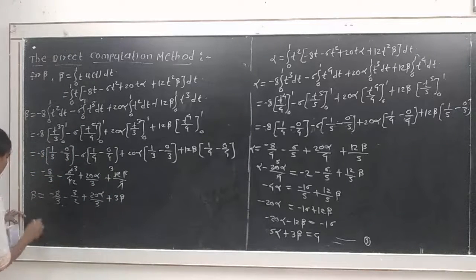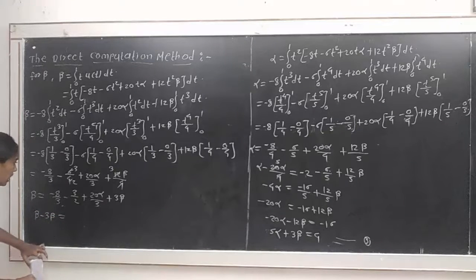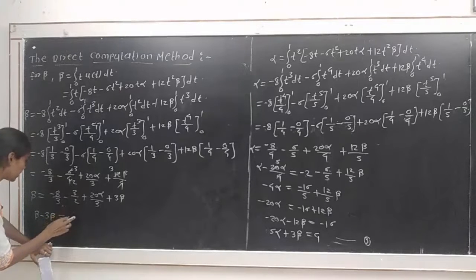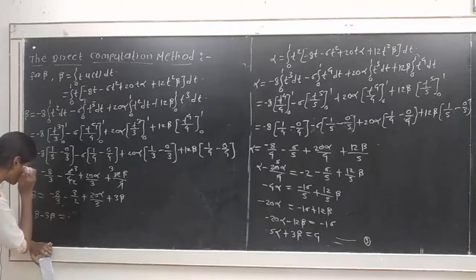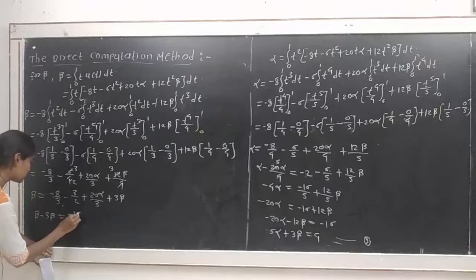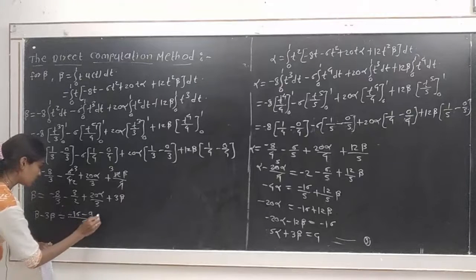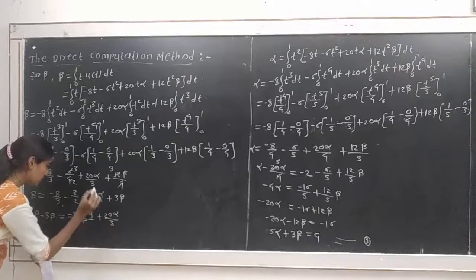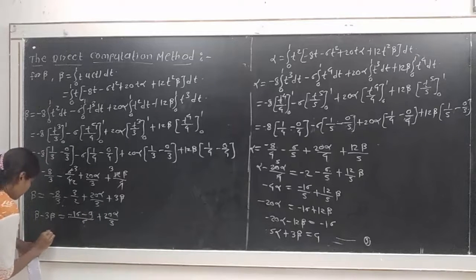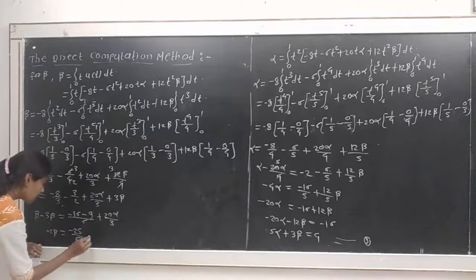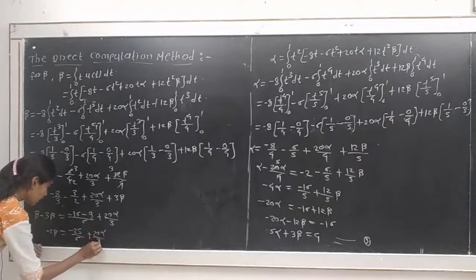Okay, then we shift this 3 beta to this side, we get beta minus 3 beta is equal to, and so we say here the denominator will be 6, so we get here minus 8 into minus 16, and here will be minus 9 divided by 6 plus 20 alpha divided by 3. Okay, then beta minus 3 beta becomes minus 2 beta is equal to minus 16 minus 9 will be minus 25 divided by 6 plus 20 alpha divided by 3.